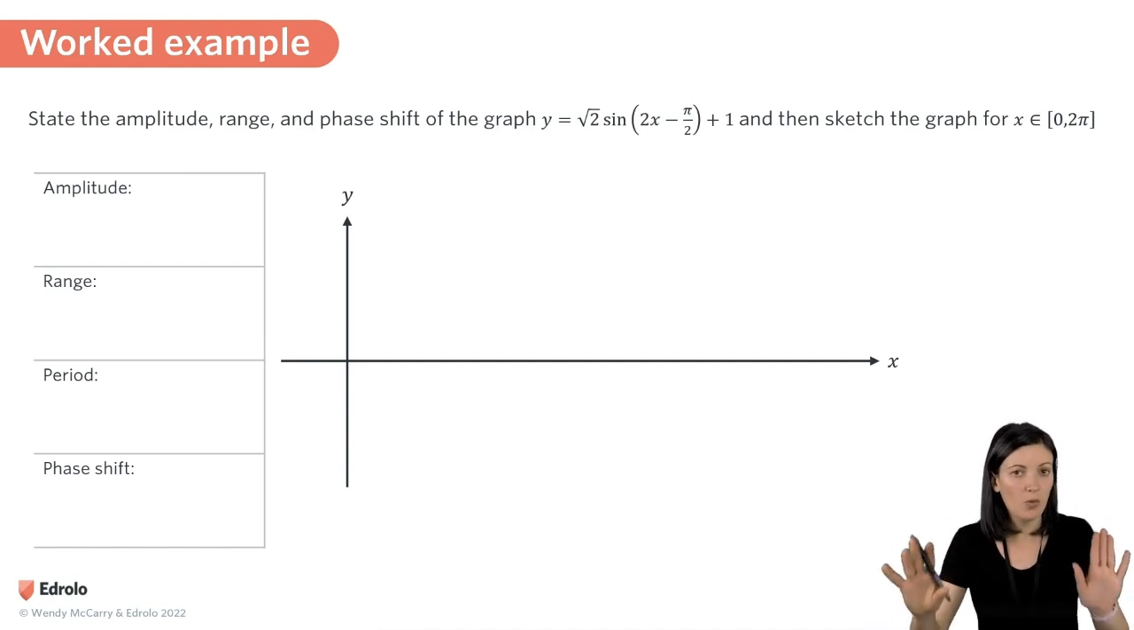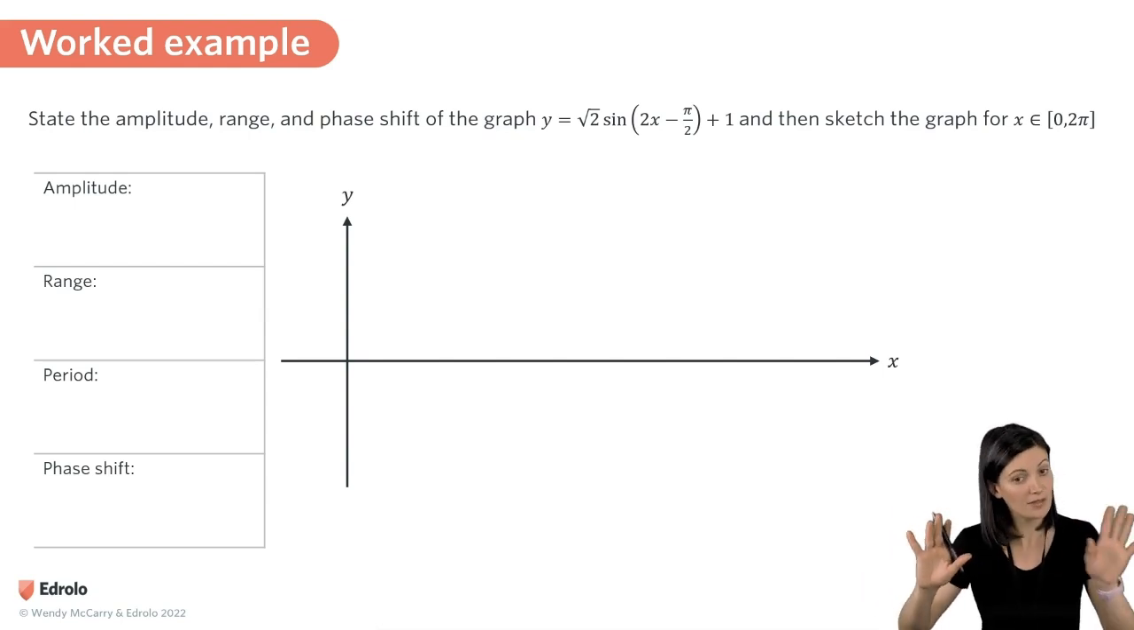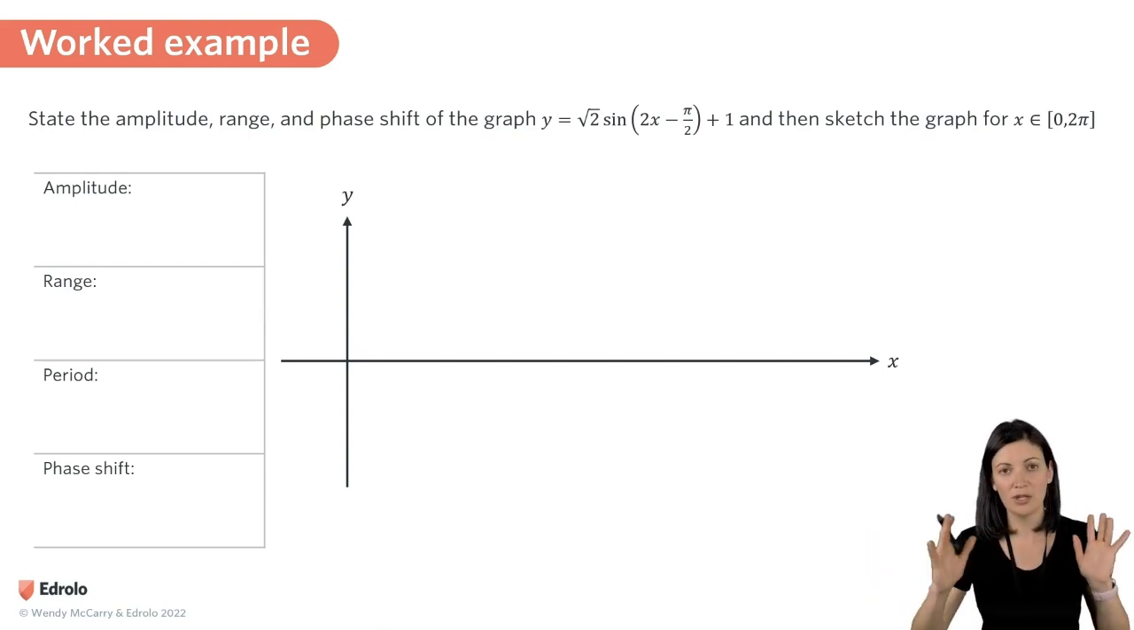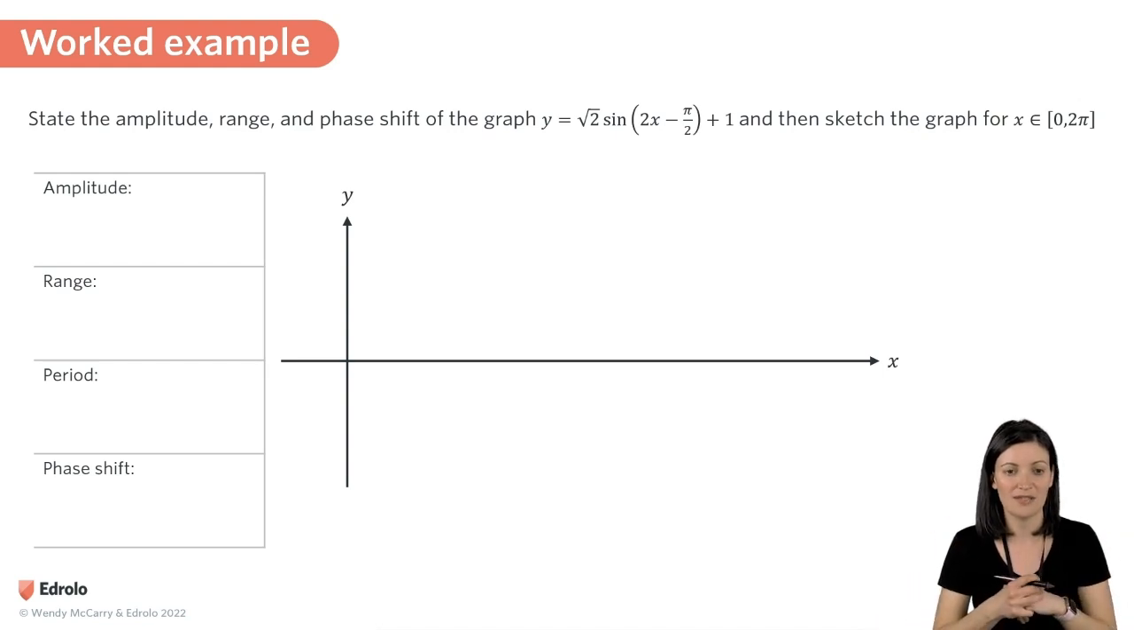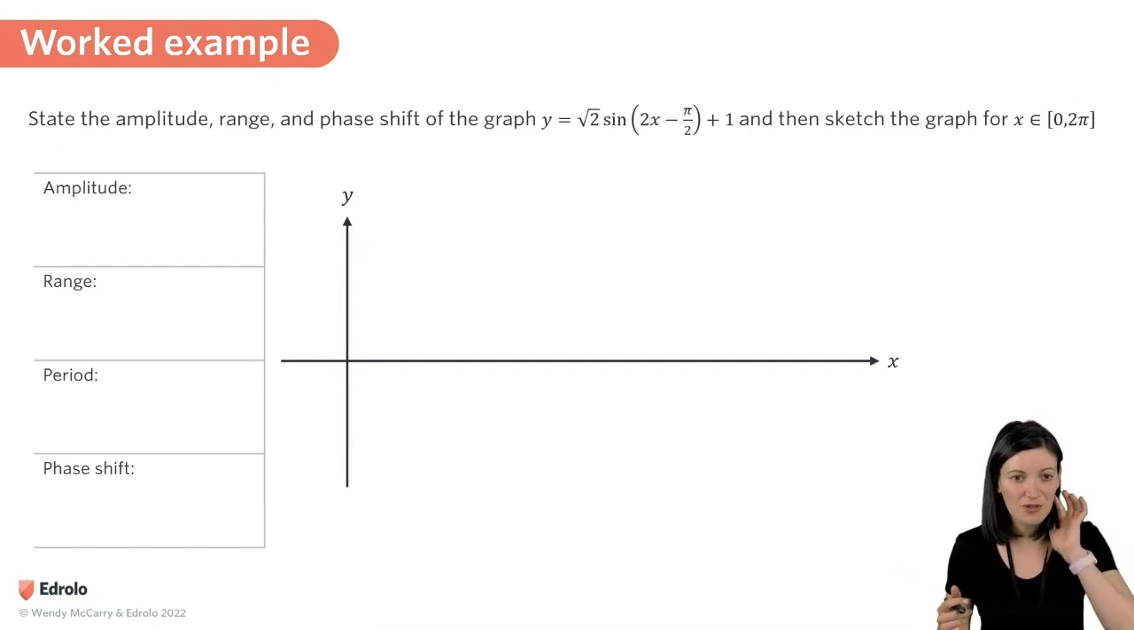At the moment, we're not worrying about labeling our exact intercepts or our endpoints. That's going to come next. We just want the general shape of the curve with these transformations sort of obvious to us. Okay, if you want to just stick with me, let's have a go.